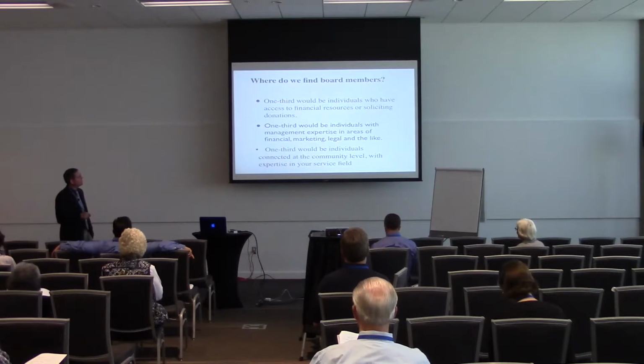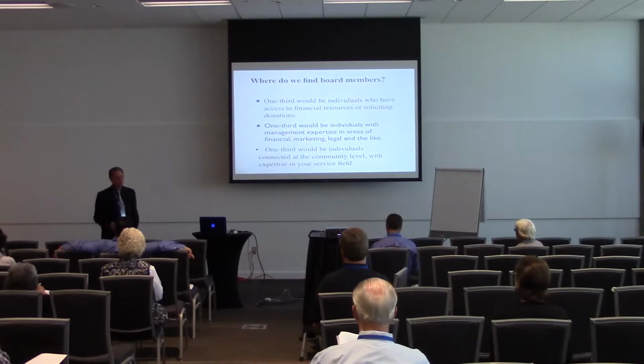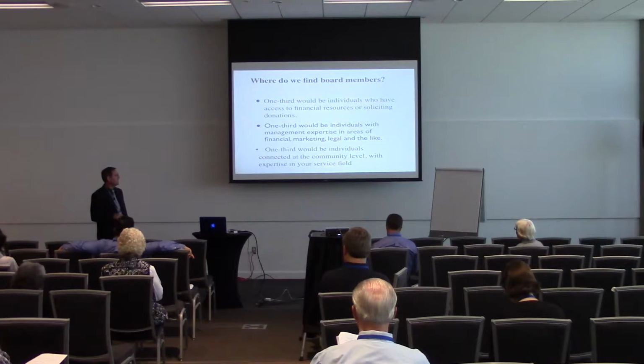One third should be individuals who have access to financial resources or soliciting donations. That would be ideal. That would be nice, if one third of your board had the ability to access people who could contribute to your organization. One third would be individuals with management expertise in areas of financial, marketing, legal, and the like.